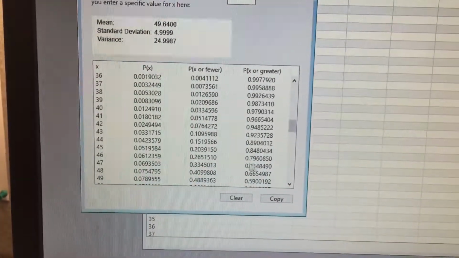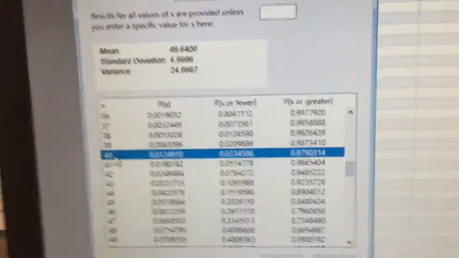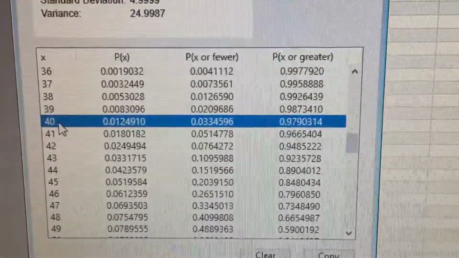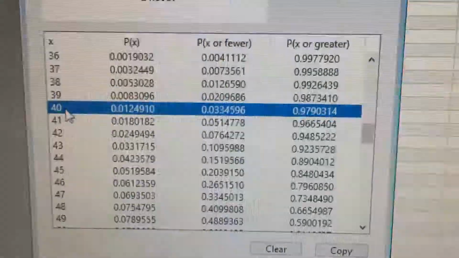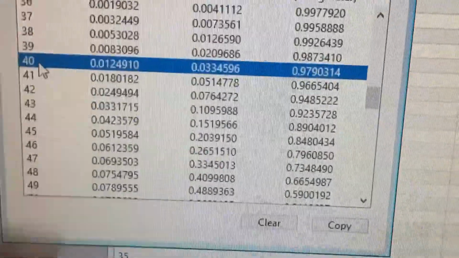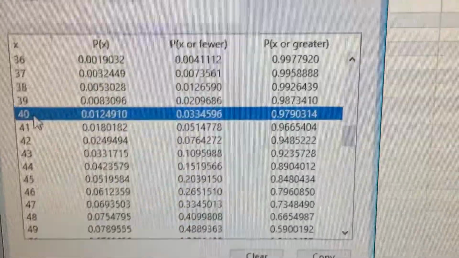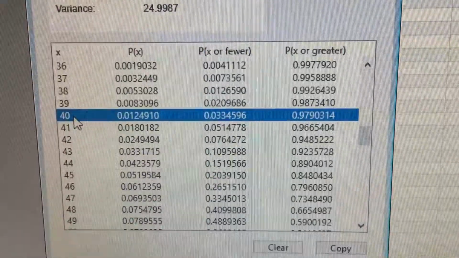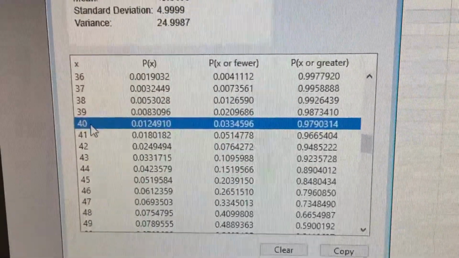We're going to find the row that says 40, and here it is right here. Okay? So, we're going to be looking under the column that says X or fewer, so that means 40 or fewer. And in this case here, we're going to be looking at that particular probability right here. And that's going to be 0.0335 if we round that off to 4 decimal places.